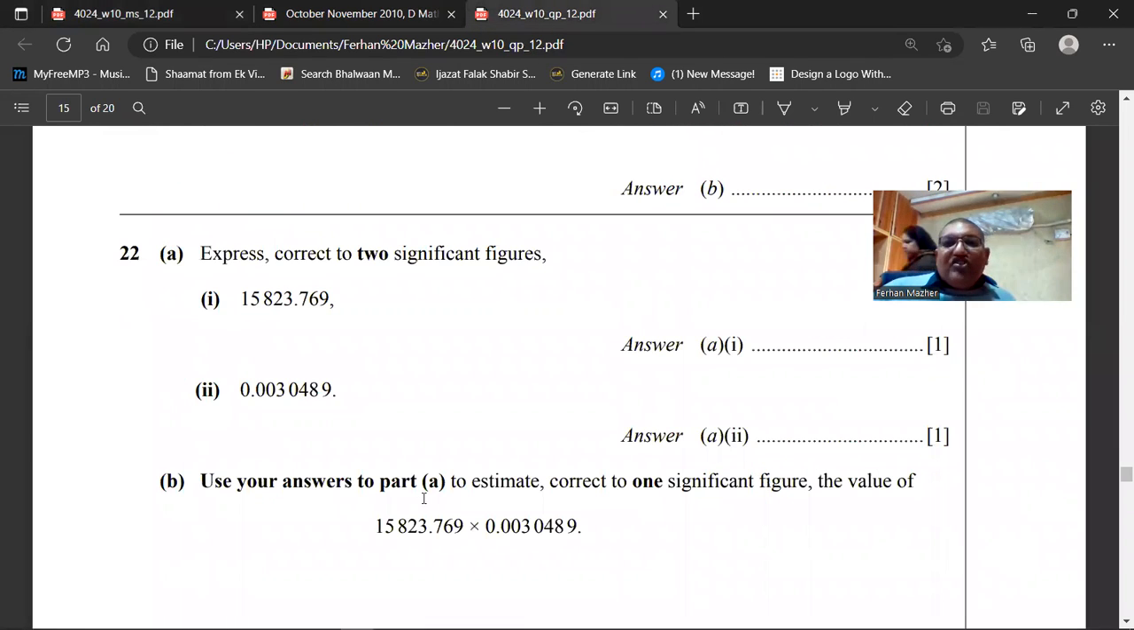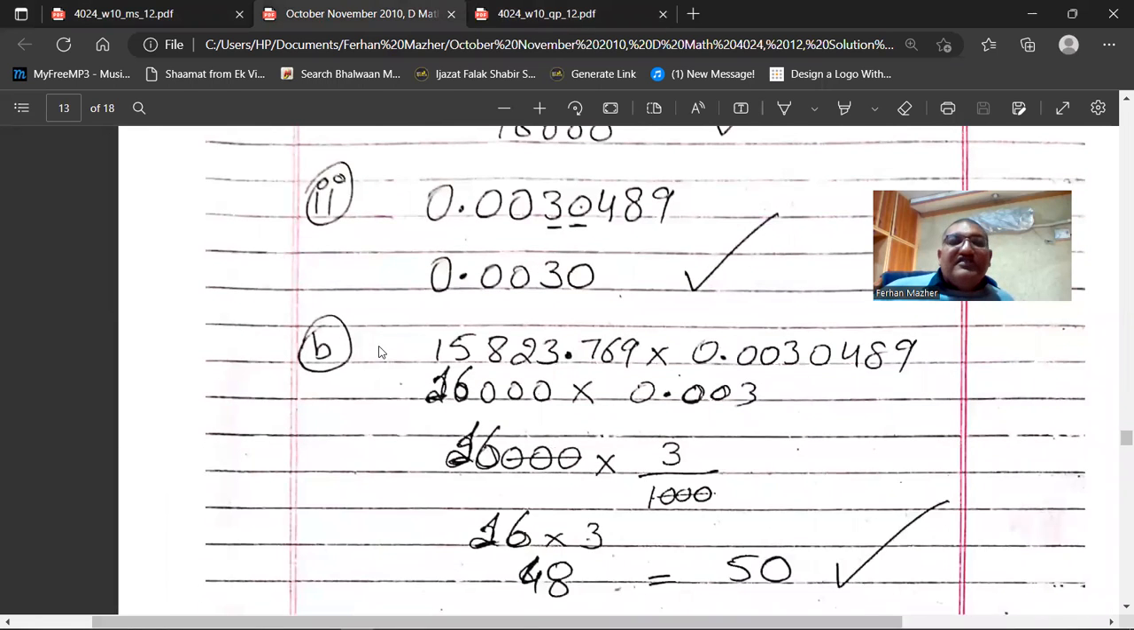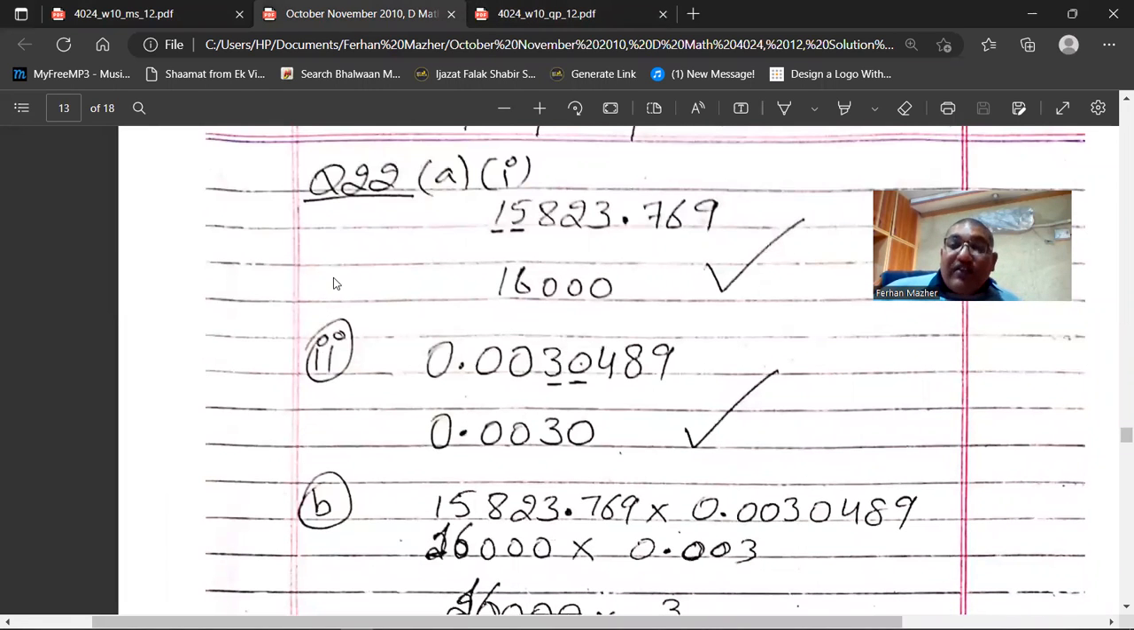Now we have 0.0030489. You want to round it off to two significant figures. The zeros which are on the left are not significant. So this 3 and this 0 are significant. This is my first significant figure, this is my second. The rest I will drop. So remember, the zeros after the decimal at the end are significant. That's why I'm not putting extra zeros here. The final answer is 0.0030.